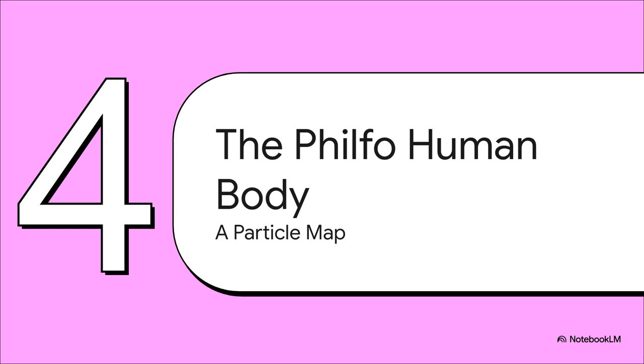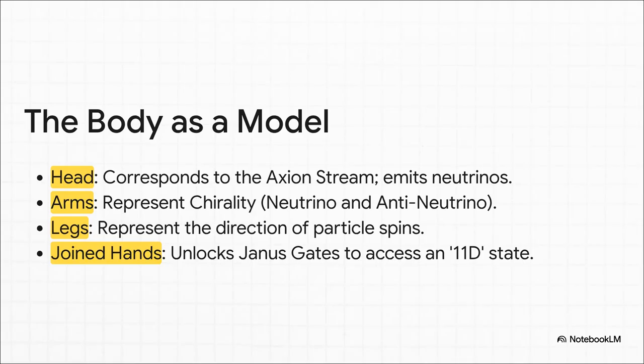And this is where it gets really wild. The theory takes all these abstract ideas about particles and tries to map them directly onto us, the human body itself. It's an attempt to show how these concepts are physically embodied in our own anatomy. So, get this. The paper suggests our bodies are basically physical metaphors for this particle system. Your arms, for instance, are said to represent chirality, a fancy word for the handedness of particles. You know, how they can be mirror images of each other, just like your hands. And check this out. It even claims that the simple act of joining your hands can literally unlock those Janus gates, letting you access a higher dimensional state it calls 11D.